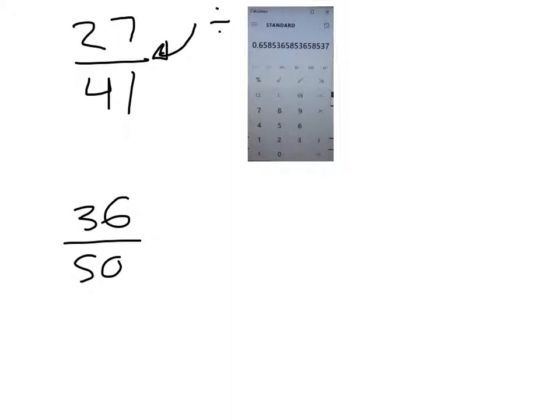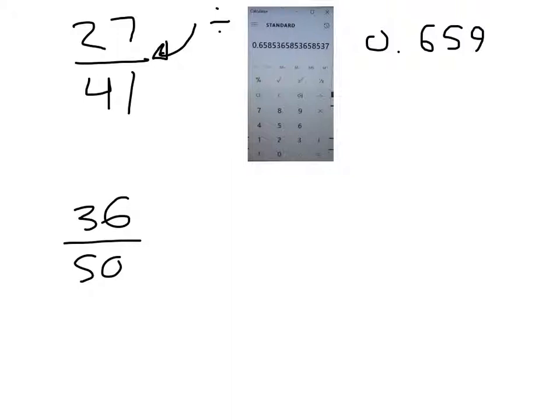Okay, this is my calculator answer, 0.658536583568356. So this is a really super long repeating decimal. I don't want to have to write out the whole thing, so I'm just going to round to the nearest thousandth. So we're going to write this down as 0.659.